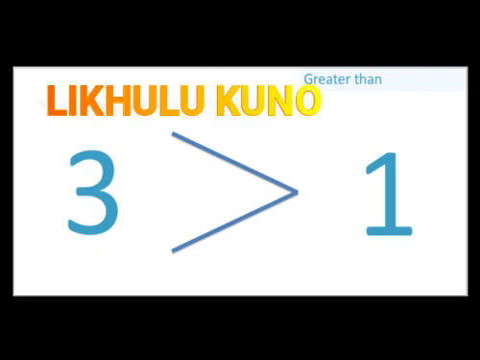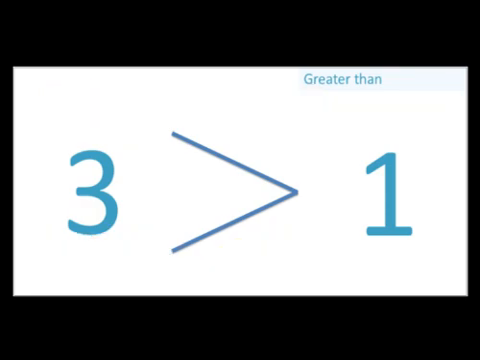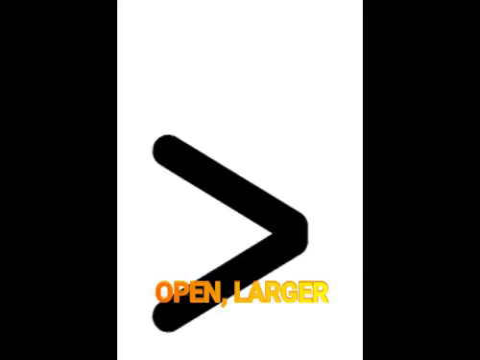Here is another example. Nangu omnye umzekelo. The number on the left is greater than the number on the right. Inani elingasekunxele likhulu kunenani elingasekunene. So 3 is greater than 1. Ngoko ke uzintathu mkhulu kuno-inye. The open end is open to the larger number. Icala elivulekileyo liba nenani elikhulu.